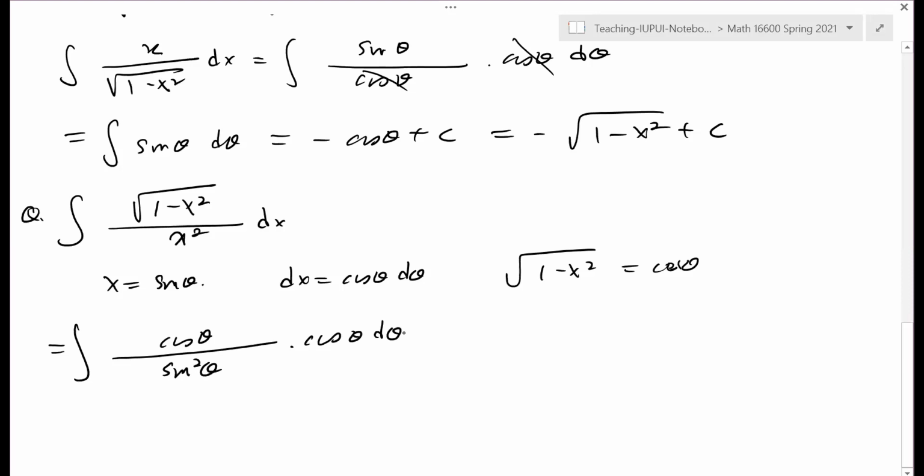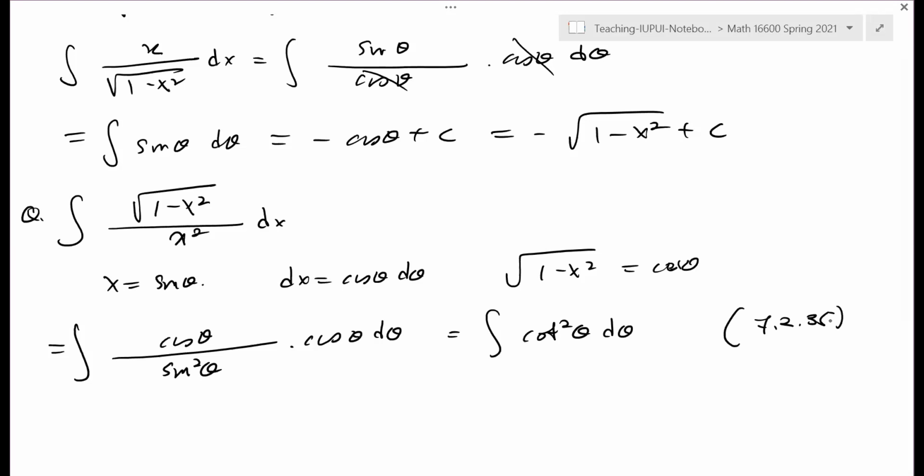So now what? You get the integral of cotangent square theta d theta. This is a problem in section 7.2, number 35. This is a problem you asked at the beginning. This is the integral. If you know how to evaluate this integral, then you can solve the problem.